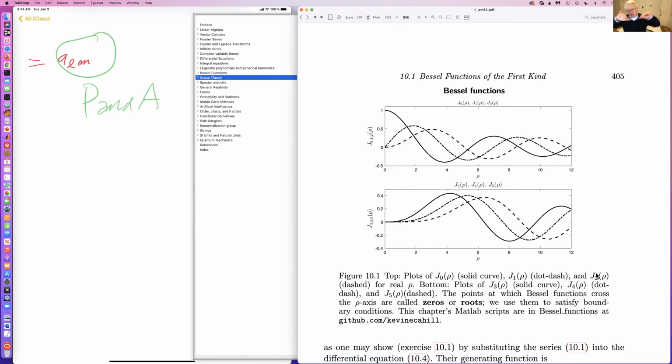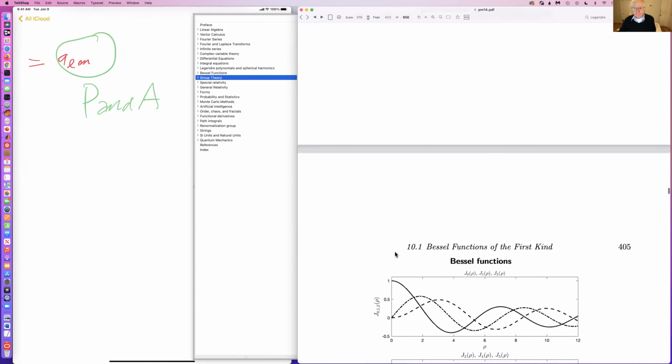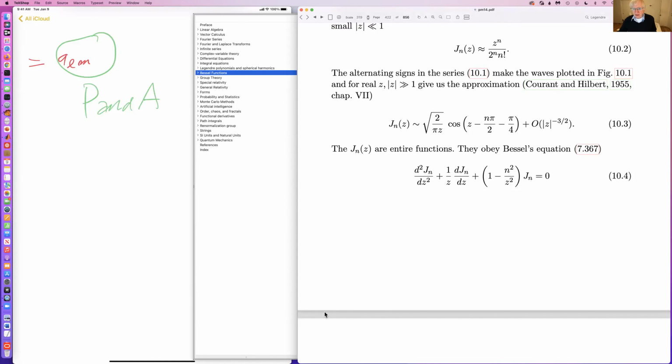Progressively calmer Bessel functions, longer wavelengths. There's an approximation for large z, as we send z to infinity: 1 over root z, a cosine, and then an order of magnitude estimate of the next term.